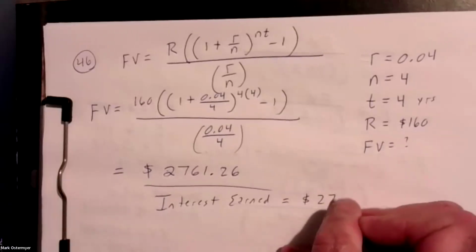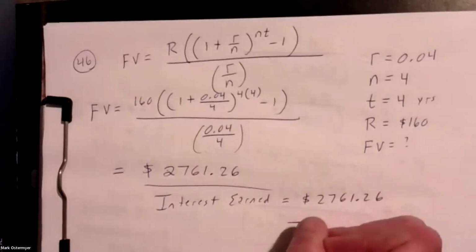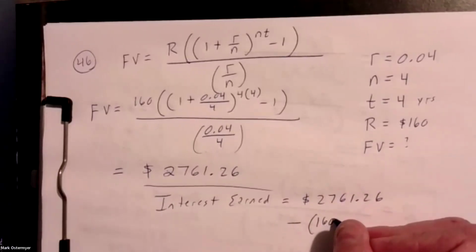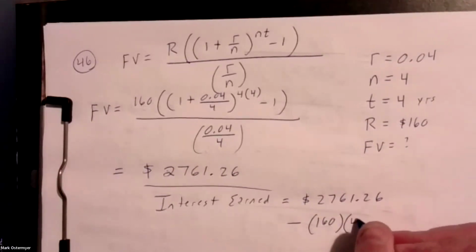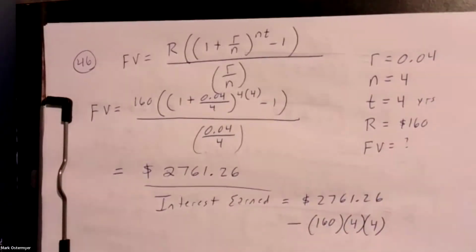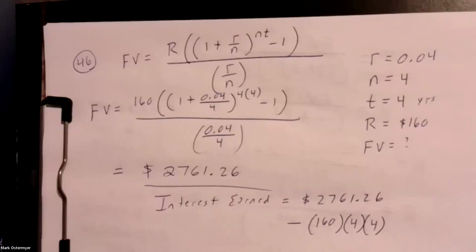So what would be the interest earned? Well, it's going to be the $2,761.26 minus $160 goes in quarterly, which means 4 times per year, correct? So that's 4 times per year times how many years? 4 years. So 160 times 4 times 4. Yeah, so it's not a ton of interest because we're not talking about a lot of time here.